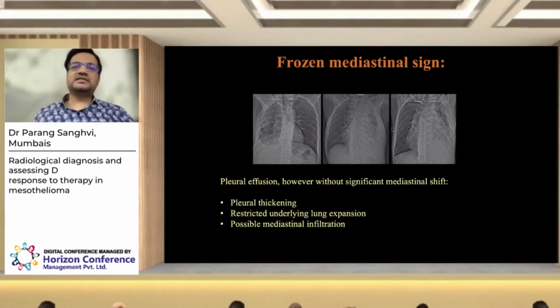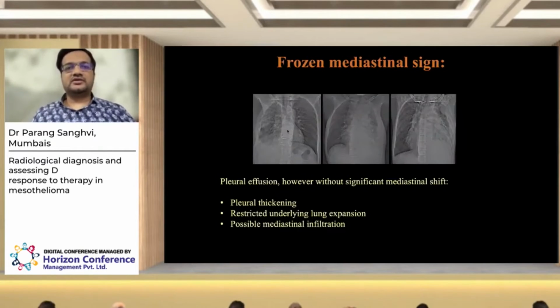So what it typically means is that though you have a mass, pleural thickening and a pleural effusion, in mesothelioma you don't see the typical mediastinal shift or the mass effect. The reason being there is a pleural thickening, but there is restricted underlying lung expansion, and there may be possible mediastinal infiltration also, not allowing it to shift to the opposite side.